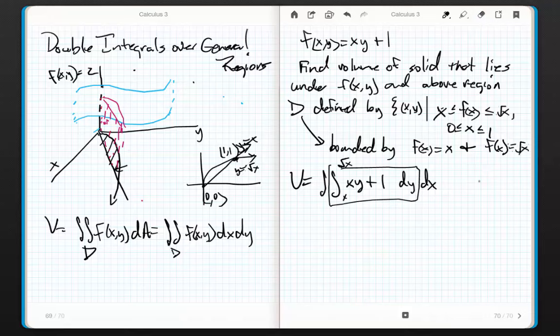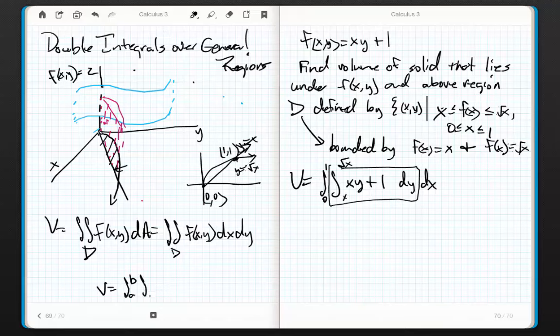Okay, so we've got it. I'm going from x to root x. These outside limits are on x, and we know we're doing this between 0 and 1. In the book, it would say let your volume equal the integral from a to b of the integral from f of x to g of x of f of x y dA.